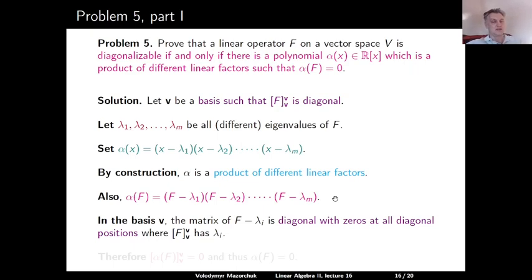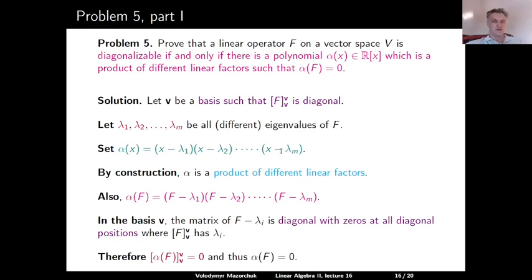And since f has some lambda j on each diagonal position, it follows that for each diagonal position, at least one factor in this product will have zero at that diagonal position. And this means that the whole product is just zero. So indeed, alpha of f is zero, which shows that if f is diagonalizable, then alpha of f is zero for this concrete polynomial alpha, which is a product of different linear factors.